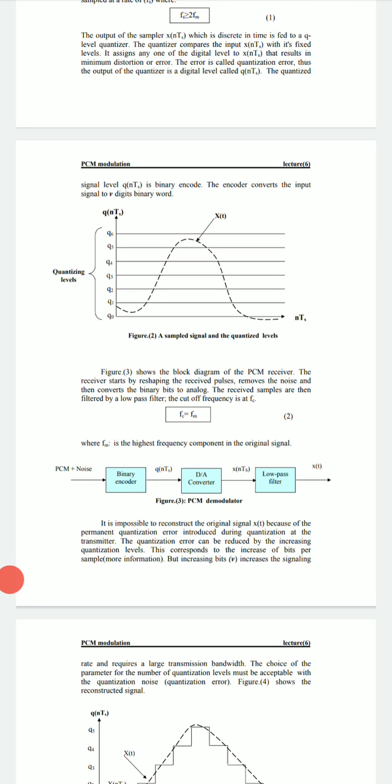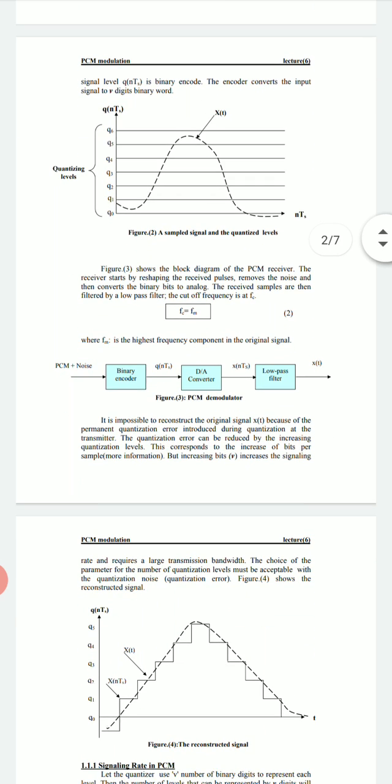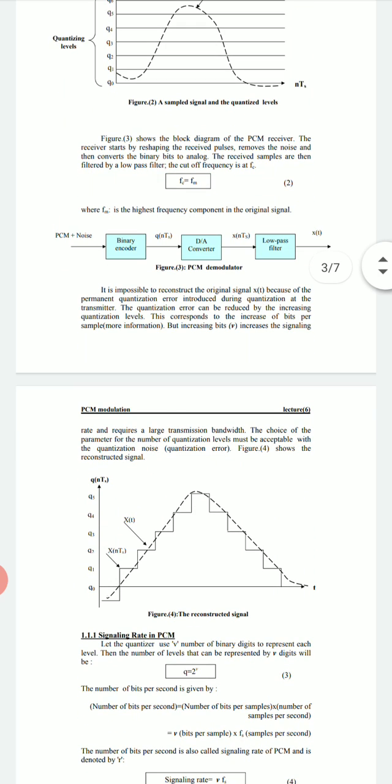So it is impossible to reconstruct the signal exactly because of this quantization error introduced at the transmitter side. The quantization error we can reduce by increasing the quantization level, and this will increase the bits per sample. So you are supposed to increase the bits, which we denote by the letter v, which increases the signaling rate and will require a large transmission bandwidth. These equations will be needed to solve numericals.